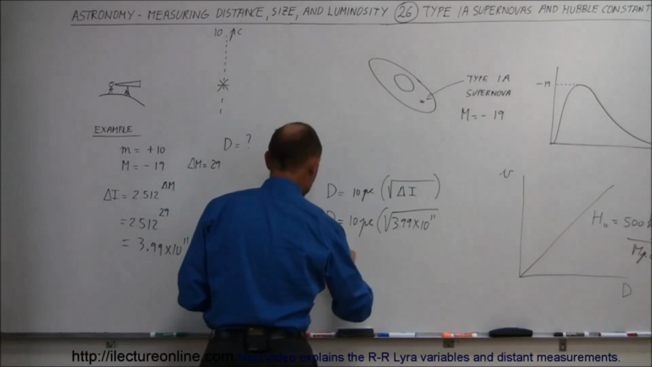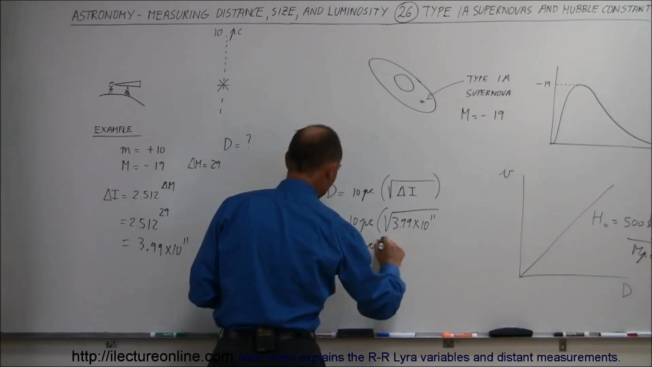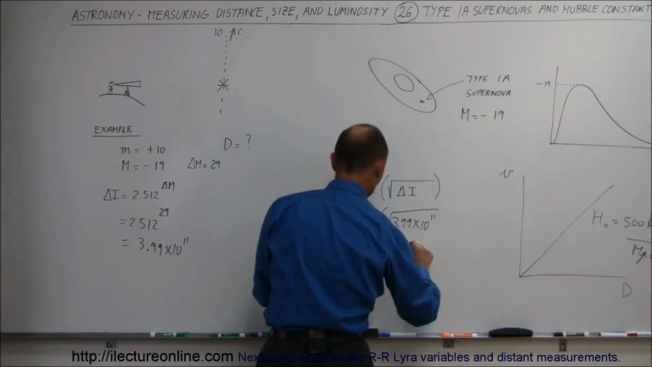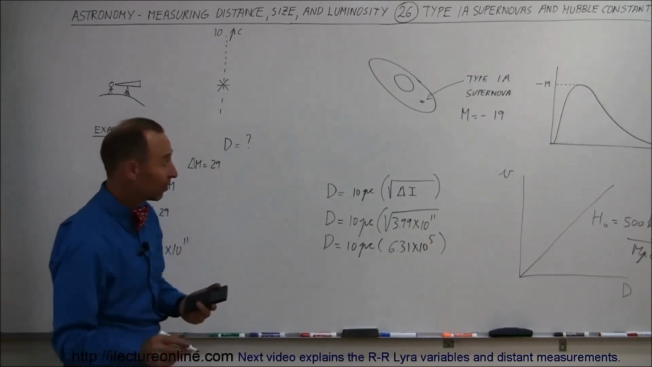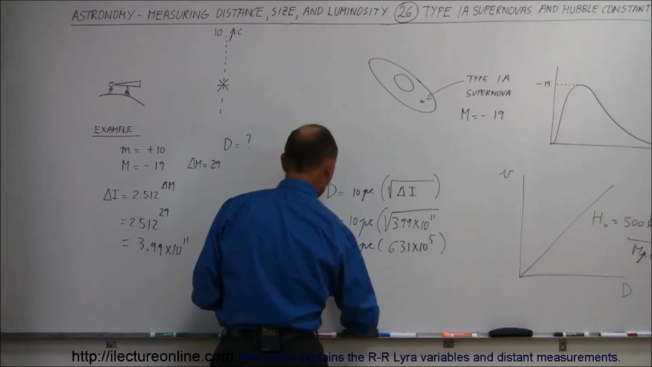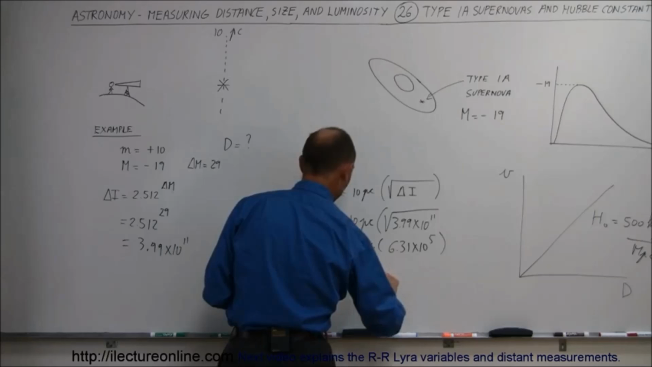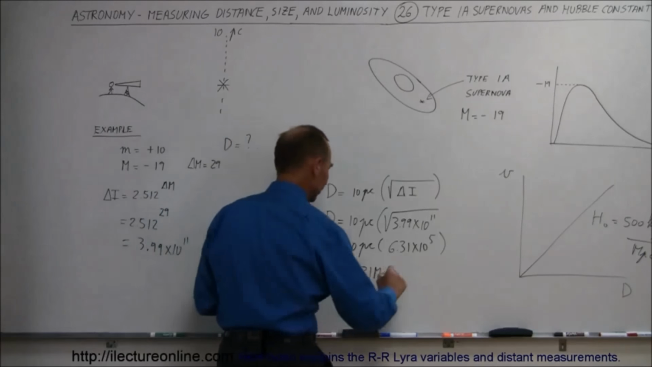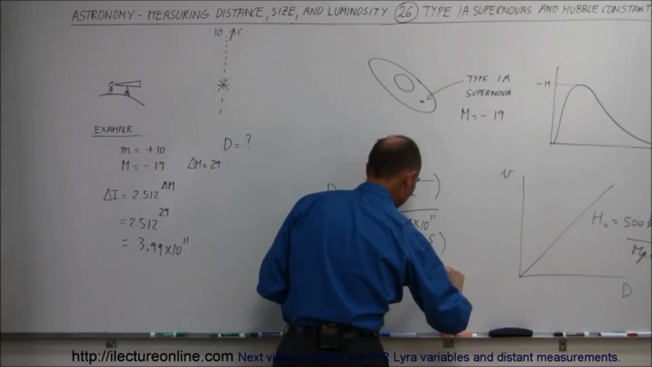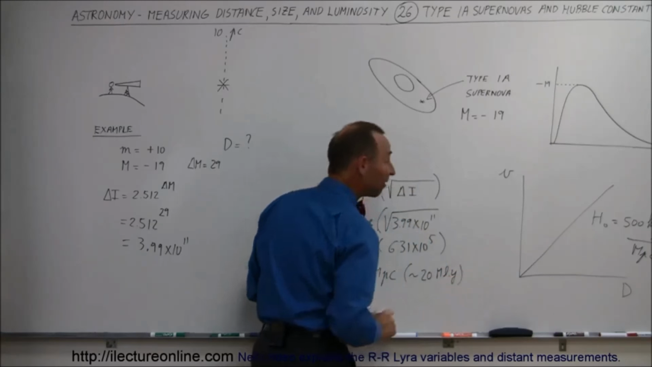So that gives us d equals 10 parsecs times 6.31 times 10 to the 5th. That's 631,000 times 10. So that means that d equals about 6.31 megaparsecs, which is about 20 million light years. So that's how we do that.